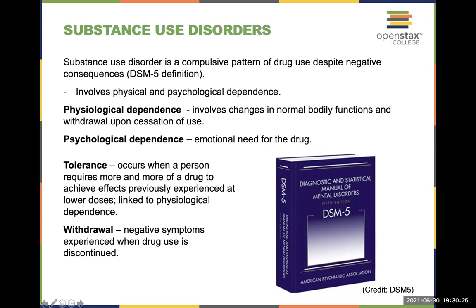So now we're going to start discussing substance use disorders. One of the things that is listed here that we're going to talk about is the difference between physiological dependence on a substance and psychological dependence on a substance, right? And so basically, the main definition for a substance use disorder in general is a compulsive pattern of drug use despite having negative consequences.